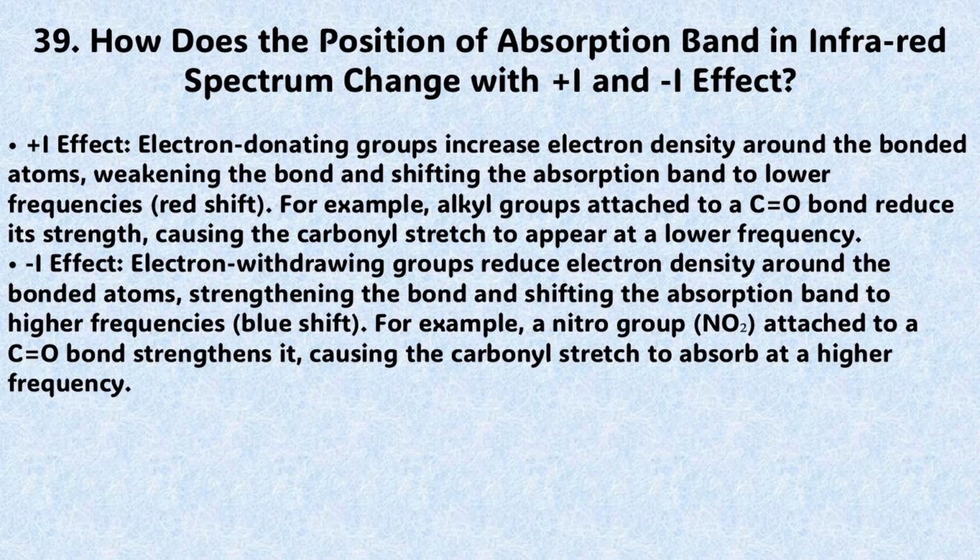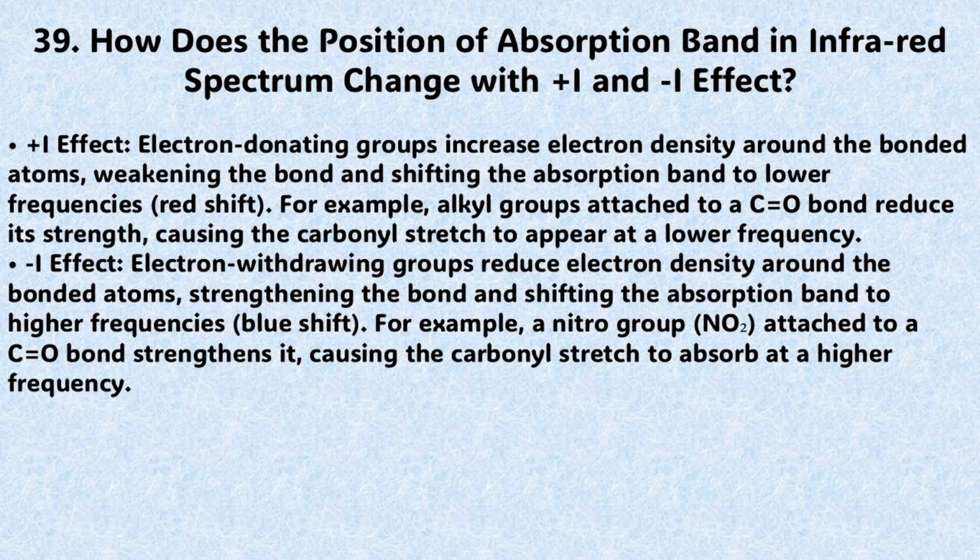Now we will move to question number 39. How does the position of absorption band in infrared spectrum change with +I and -I effect? The answer to this question is very simple. +I effect: electron donating groups increase electron density around the bonded atoms, weakening the bond and shifting the absorption band to lower frequencies, redshift.